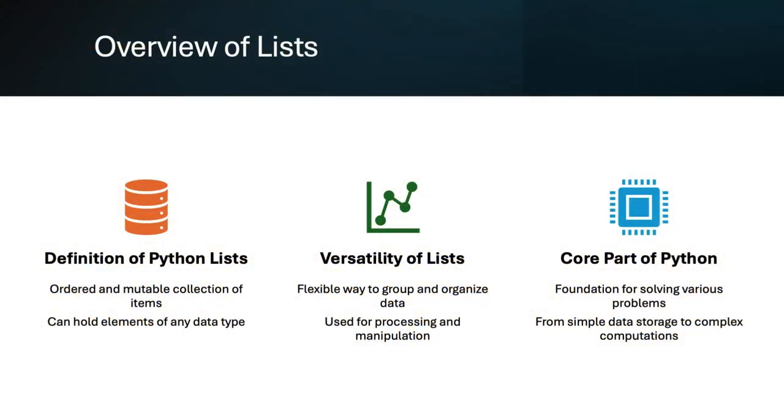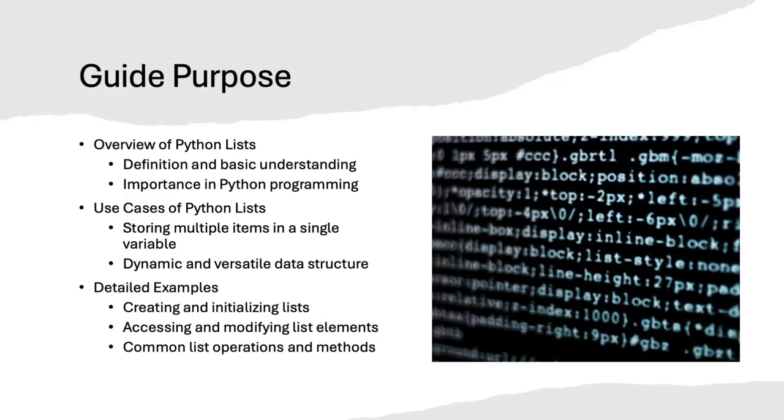Python lists are ordered, mutable collections that can hold any data type. They're versatile for organizing data and essential for solving various problems from simple storage to complex computations. This guide covers Python lists, their use cases, and provides detailed examples. We'll explore what Python lists are, their importance, and various use cases. Additionally, we'll look at examples of creating, accessing, and modifying lists.